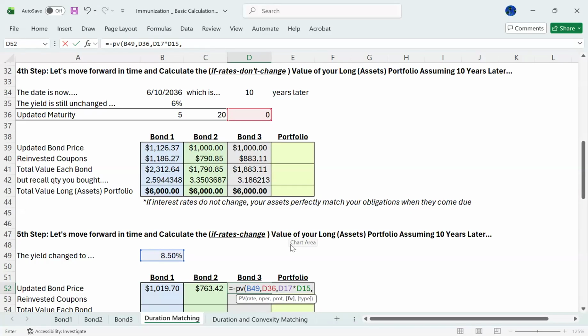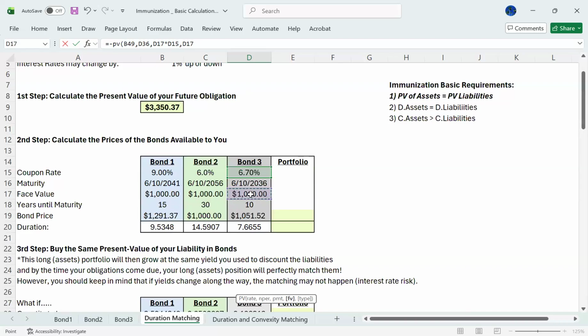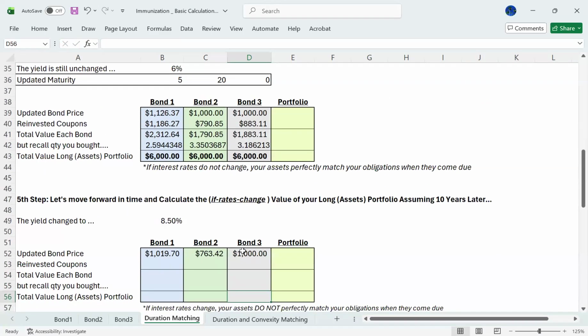We have already reached maturity for this bond, and the face value is 1,000. Then type is 0. So then, not surprisingly, this is 1,000. Then we move on to the calculation of the reinvested coupons.